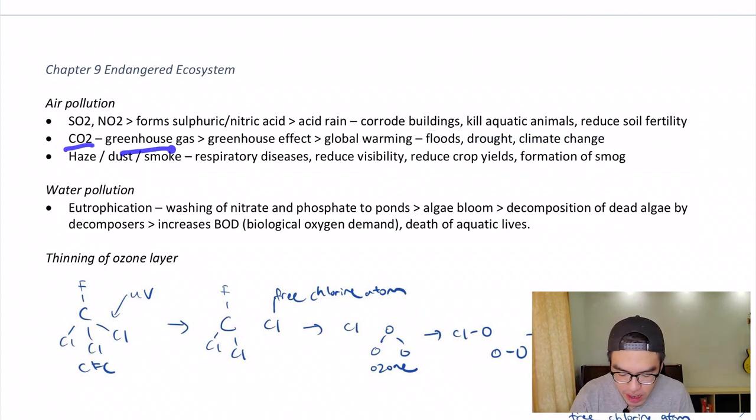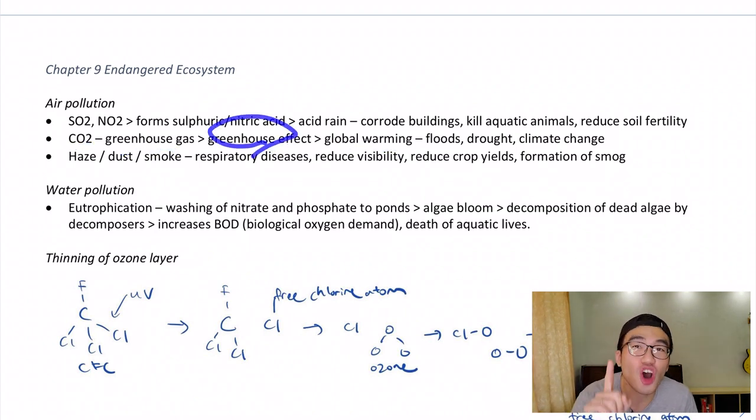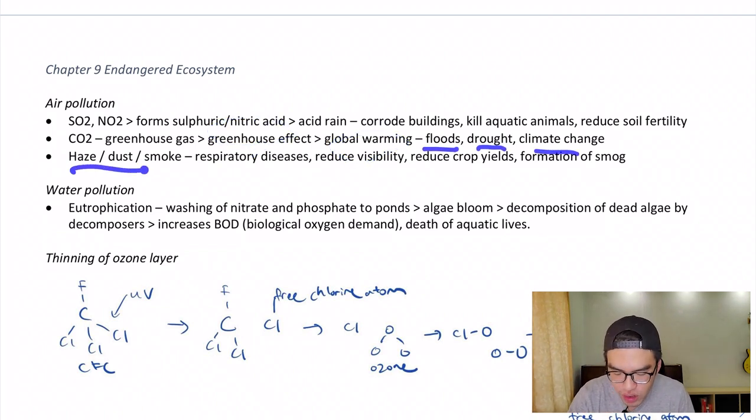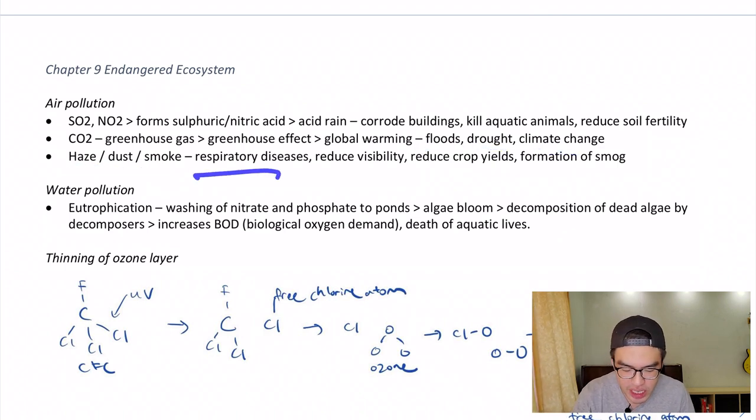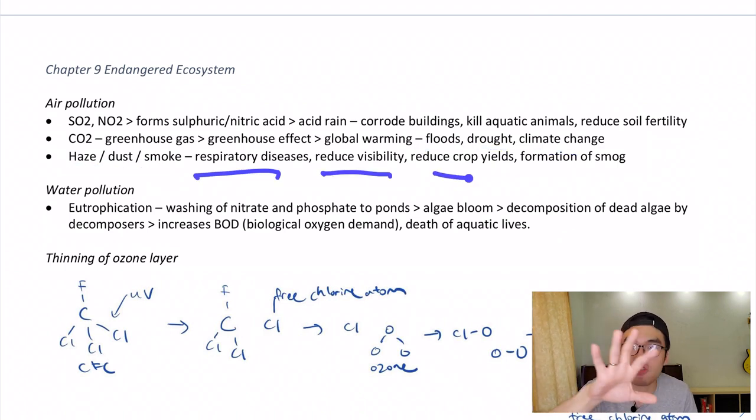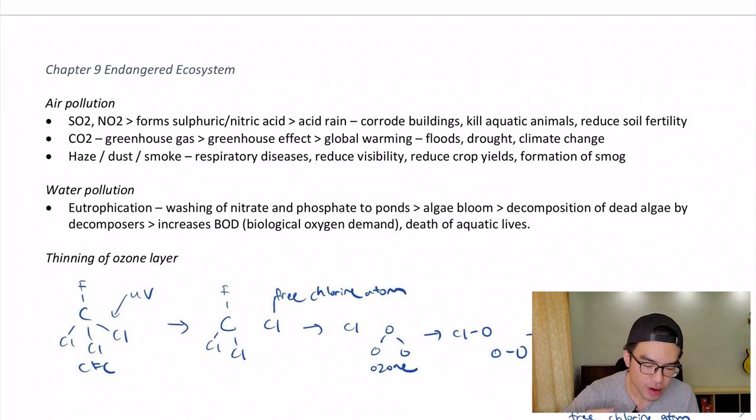CO2 is a greenhouse gas, causes the greenhouse effect, causes global warming. Remember, the greenhouse effect will cause global warming, so they are basically the same thing. They will cause flood, drought, climate change. Haze, dust, smoke: they will cause respiratory diseases, reduce visibility, and reduce crop yield because they are blocking sunlight. And of course, they form smog. Smog is like the hazy area in cities.